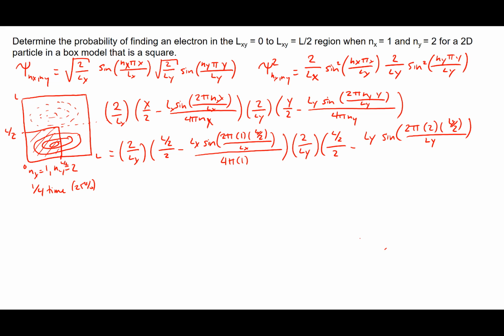That's x and that's y. I keep forgetting to include those. So 4 pi n, and then we don't have the ny, because we know what the number is. It's 2 in this case. So we have all of that, and we can work our way through it.